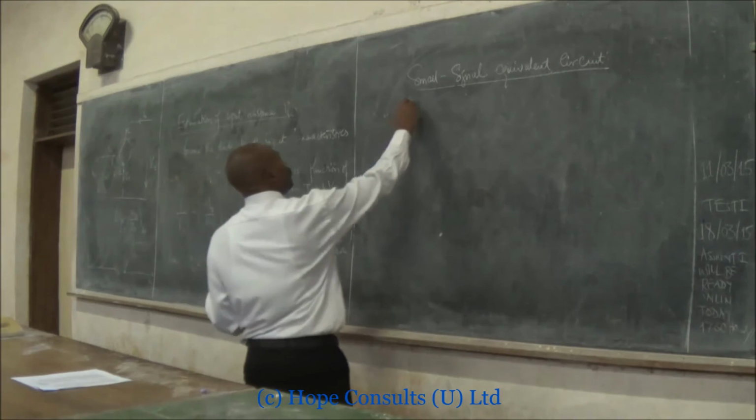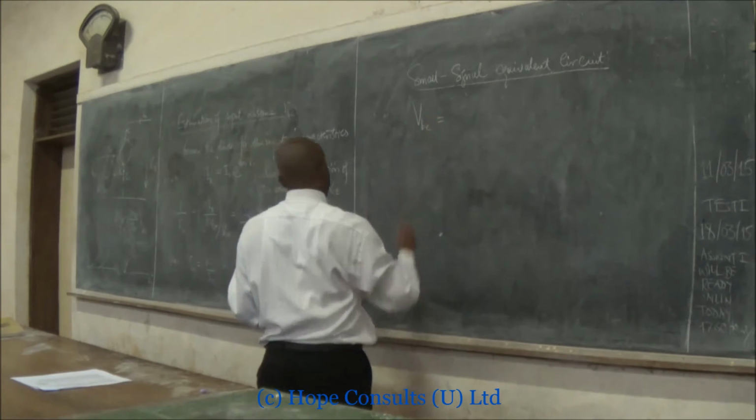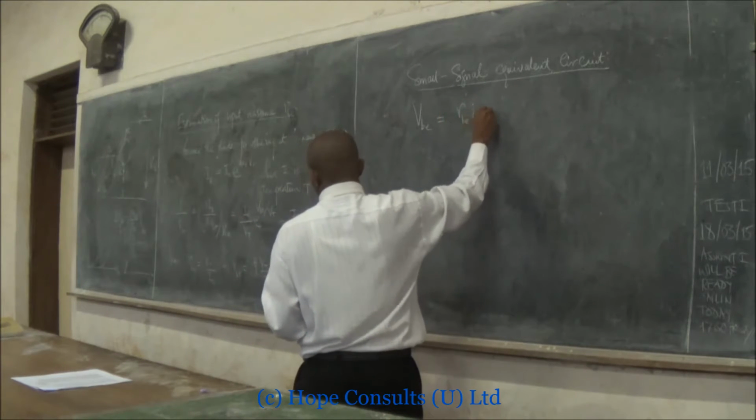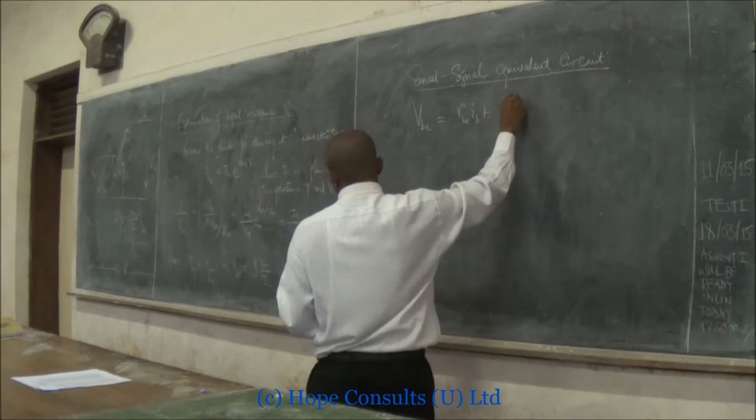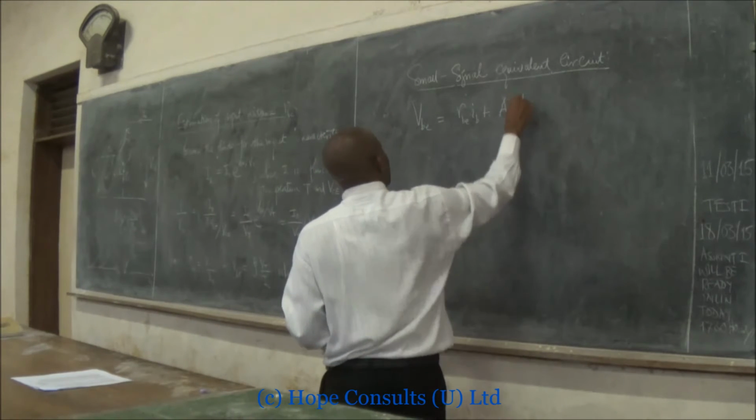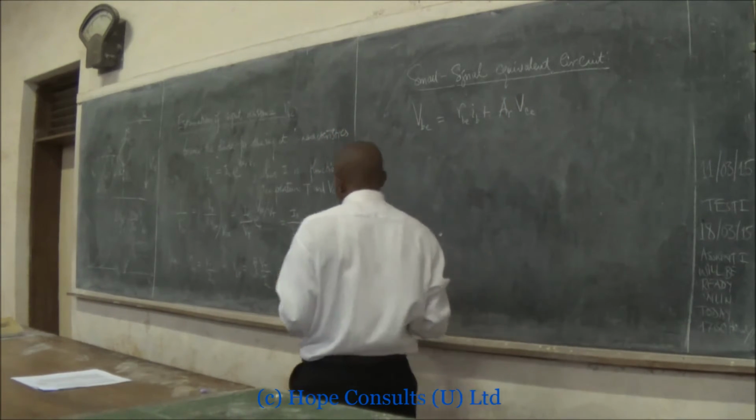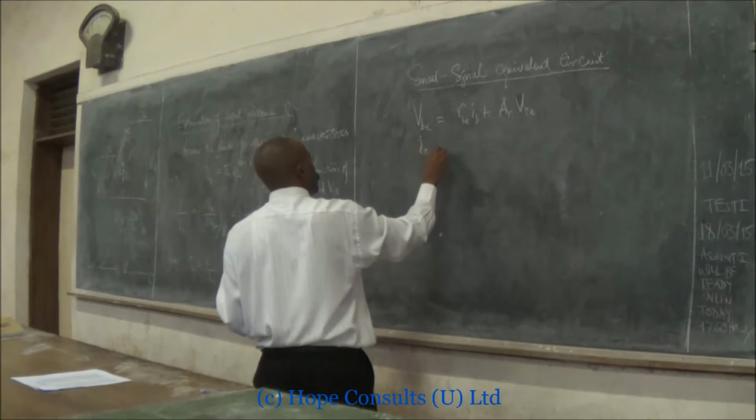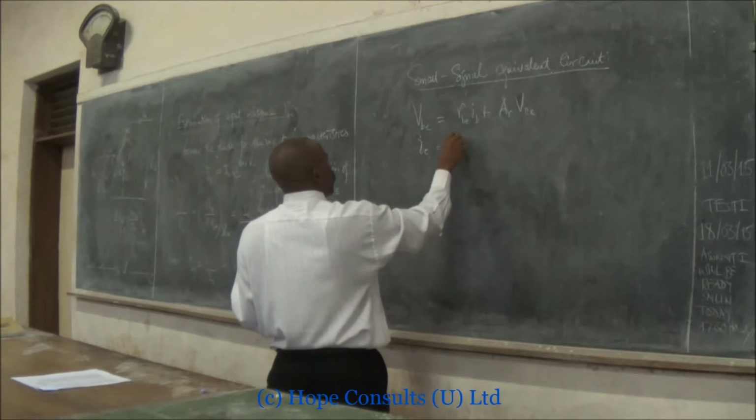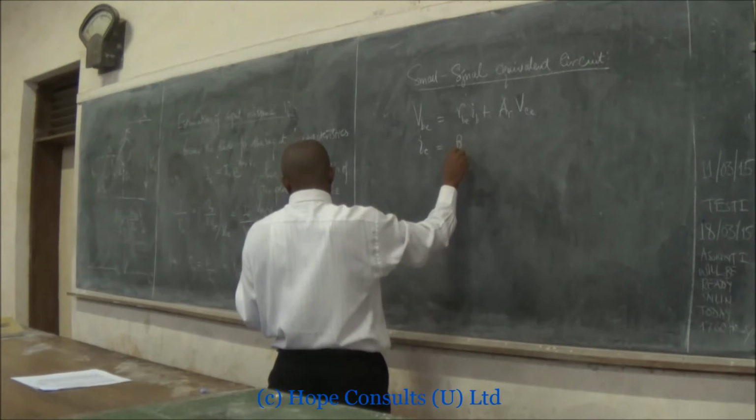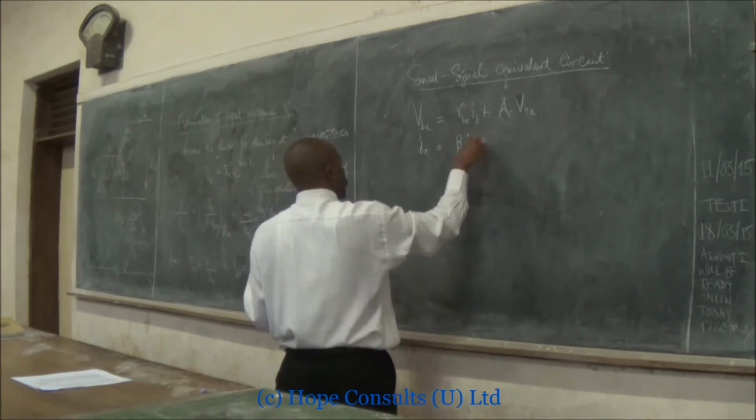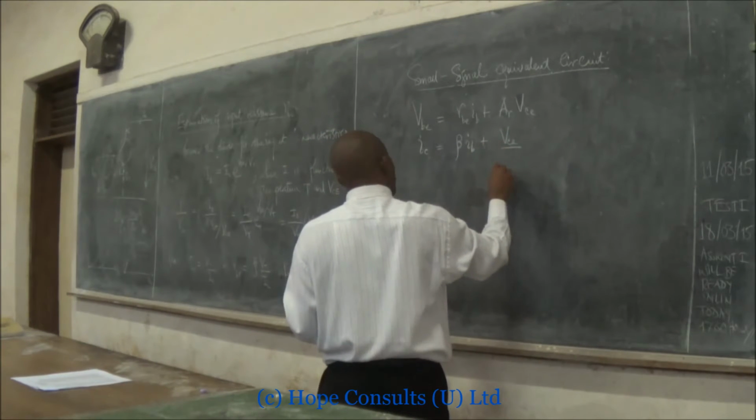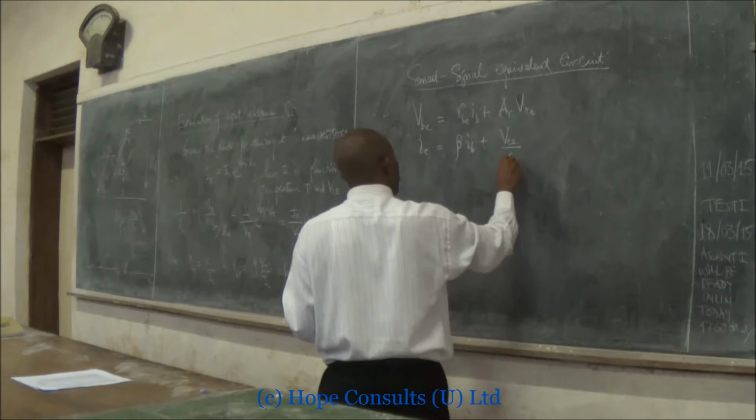It's all about whether you know what it does. So we've talked of VBE being equal to RBE times IB plus AR times VCE, and also IC equaling beta IB plus VCE over RCE.